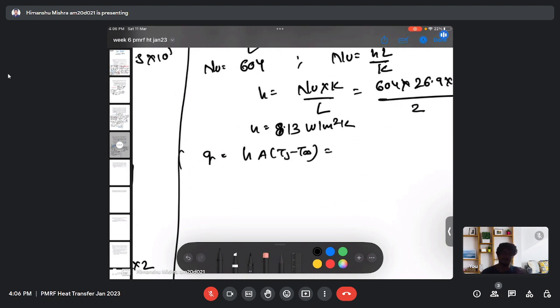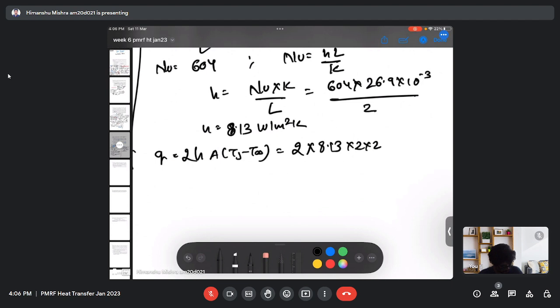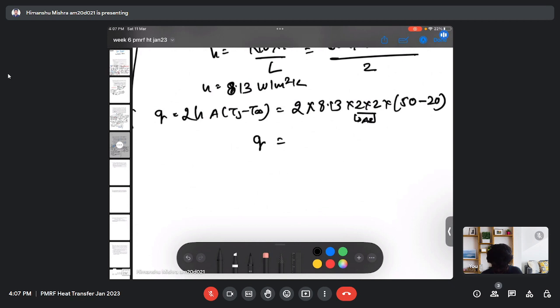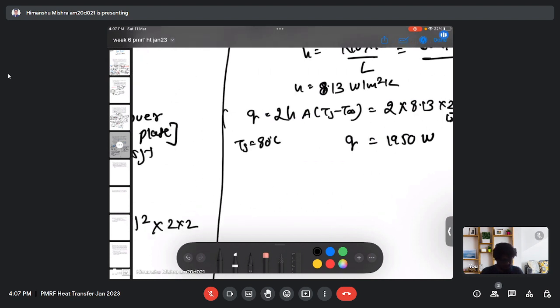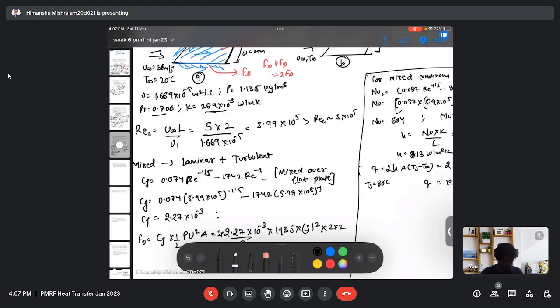Now there will be heat transfer from both the top surface as well as the bottom surface, so it will be twice my area. My surface temperature is for now 50, my free stream is 20 degrees Celsius, so my heat transfer will be 1950 watt. When the surface temperature is 80 degrees Celsius, we need to find the properties of the fluid at 80 degrees Celsius, and follow the same procedure.